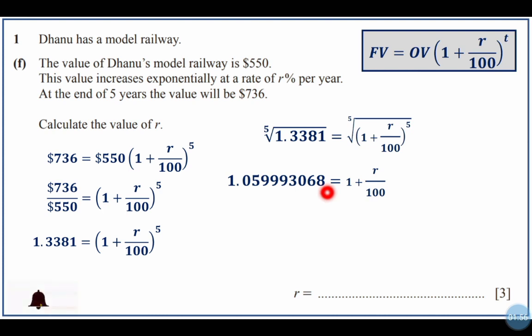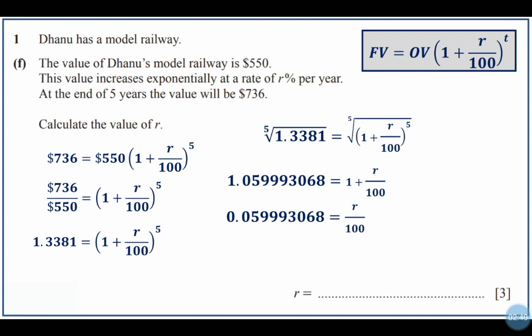If you notice, I've written all the numbers that appear into my calculator. Actually, this is not an exact value anymore, but at least it will give you the best value. Now remember, r over 100 is one quantity, so you cannot work on that yet. So I'll move that 1 first to the left side. So I will be left with 0.05993 and so on is equal to r over 100.